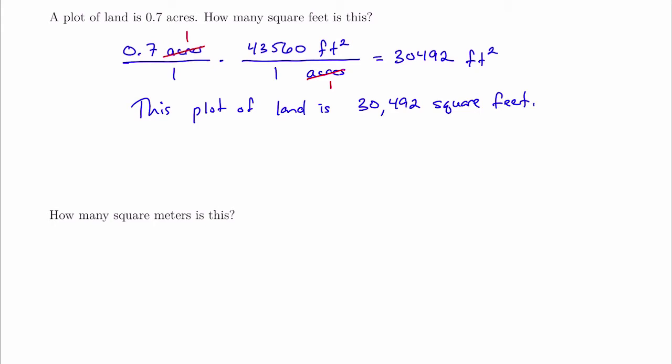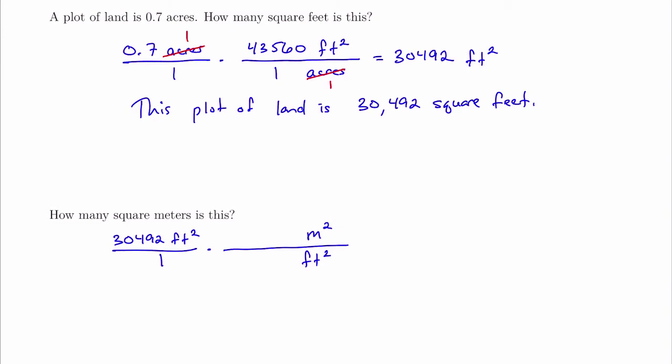The second question is, how many square meters is this? We can begin with the 30,492 square feet over 1. We would like to multiply by a fraction that would equate square feet to square meters. If we were to set this up, we would have square feet in the denominator and square meters up in the numerator. The complication in this calculation is that we do not have an equivalence of how many square meters are in a square foot or how many square feet are in a square meter.